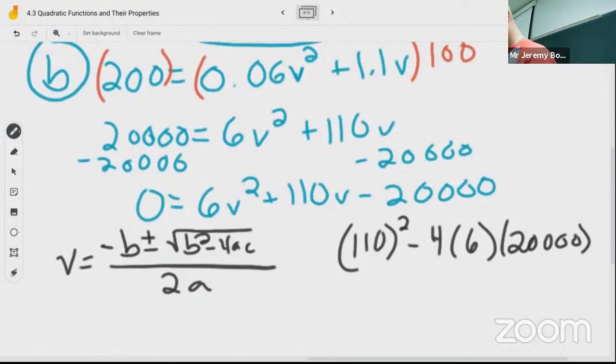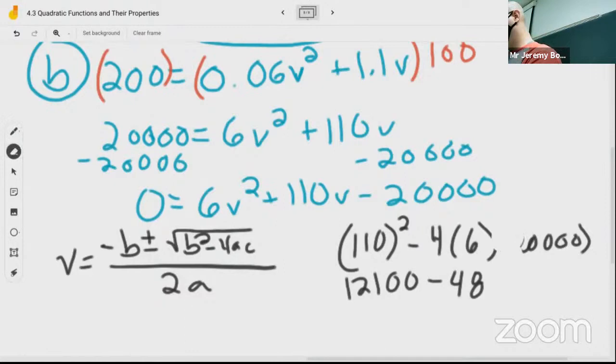110 squared is going to be 12,100 minus 4 times 6 times 20,000, which is going to be 480,000. Did I miss a negative? Oh, this was negative. Sorry about that. I was going to say, I'm pretty sure this has a solution. There's negative 20,000, so it's going to be plus 480,000.